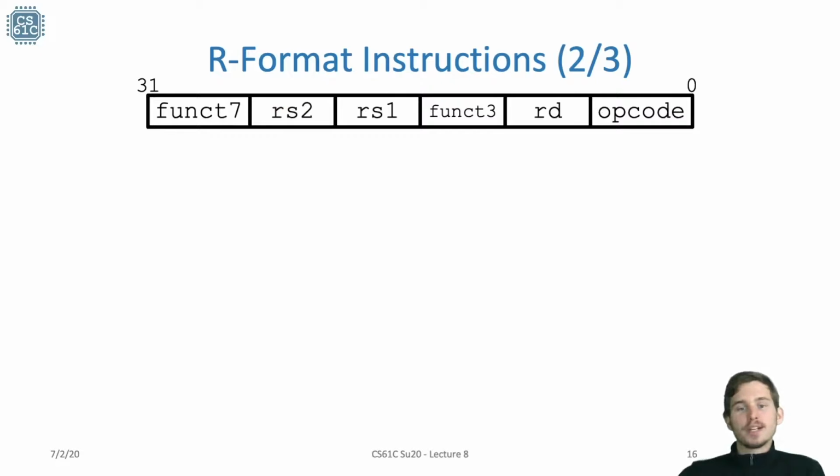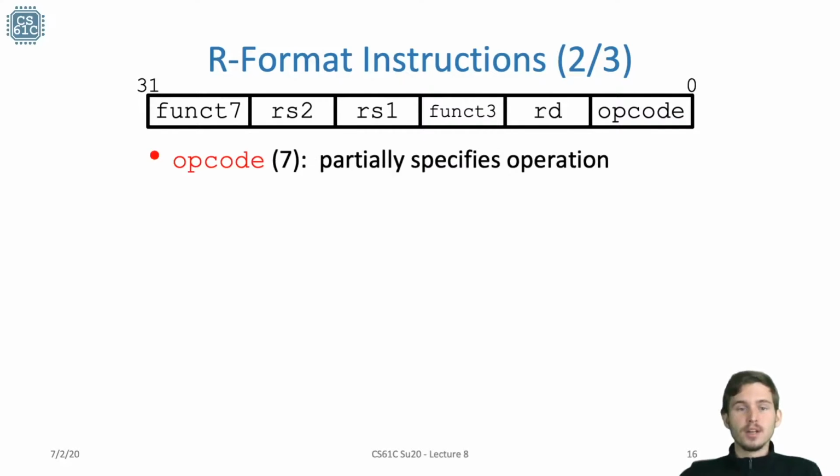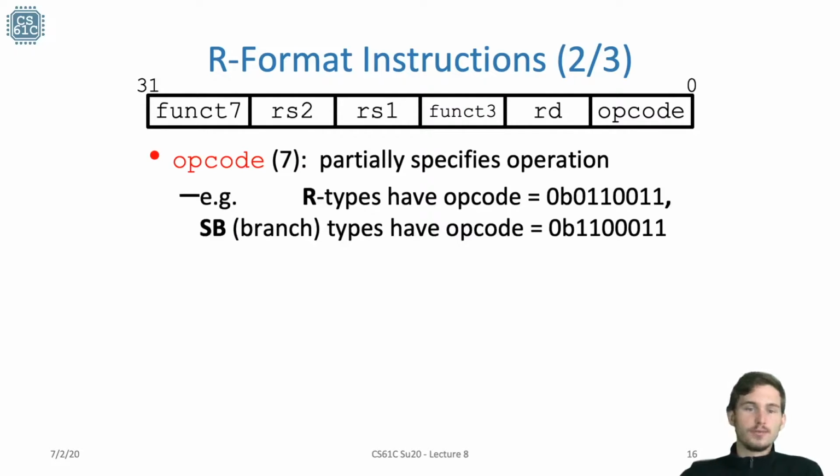So let's actually now break up what each of these fields does for an R-type instruction. This is the actual format for the R-type instructions. First we have the opcode, which is 7 bits. This specifies the particular operation. For example, if we have an R-type instruction, that is the opcode for it, whereas an SB-type instruction has a different opcode that you can see below right there as well.